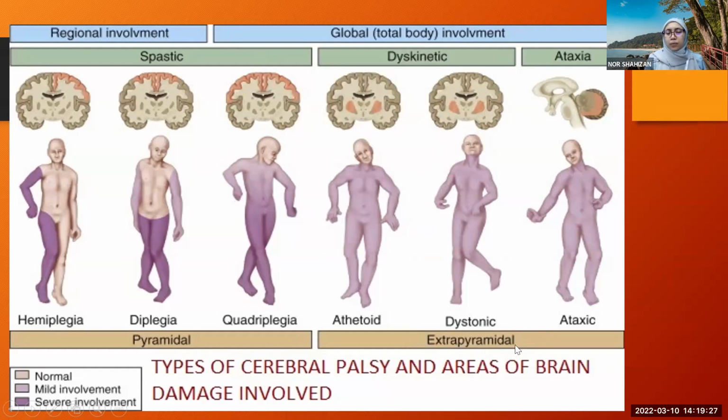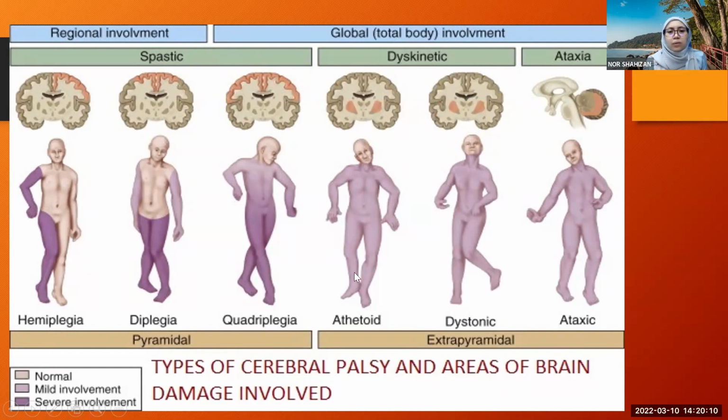You all have learned what the extrapyramidal signs are. What is an example of a disease with an extrapyramidal lesion? Parkinson, yes, good. So Parkinson is one of the extrapyramidal lesions. The lesion is below the cortex. The outer part of the brain is the cortex, and the inner part of the brain is subcortical.